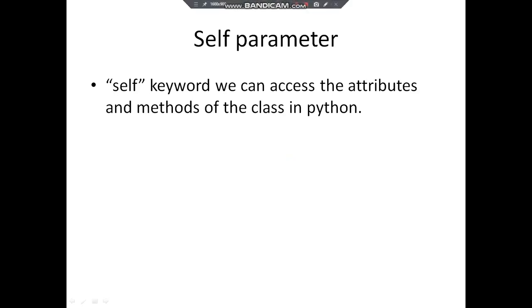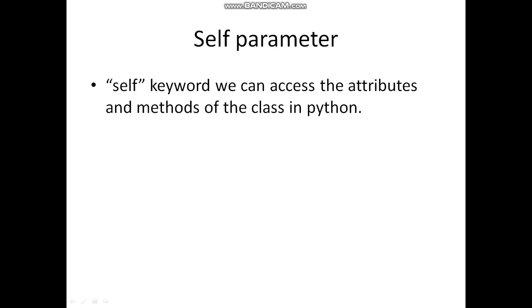So now we are going to see about something called the self parameter. So why are we using the self parameter? Inside the class we are going to create a function, and from that function you want to access the variables that you have given inside the class. Then you need something called a self parameter.